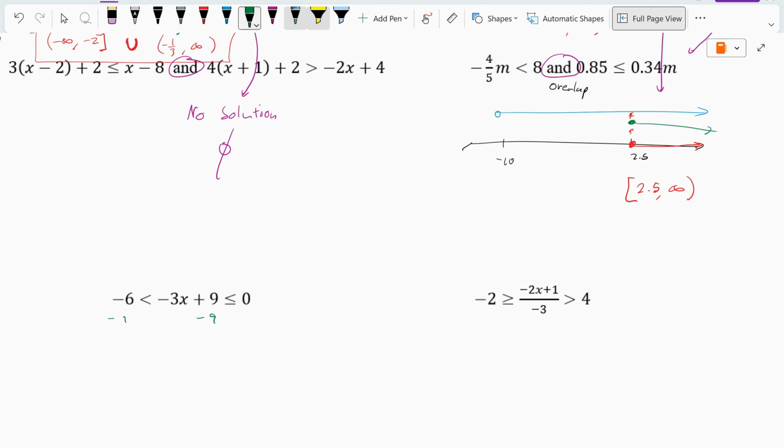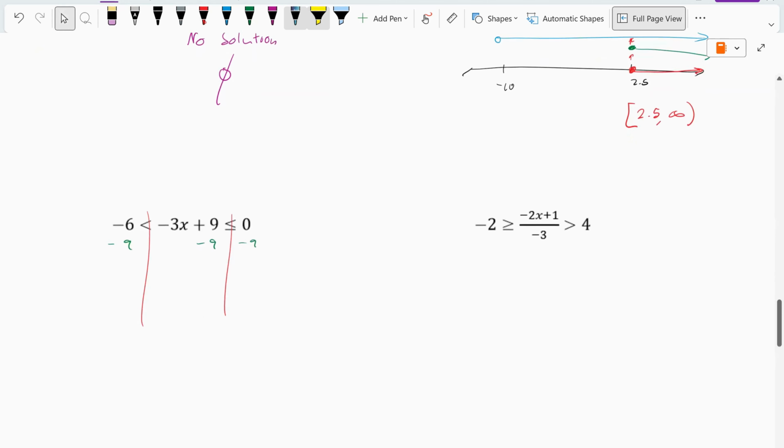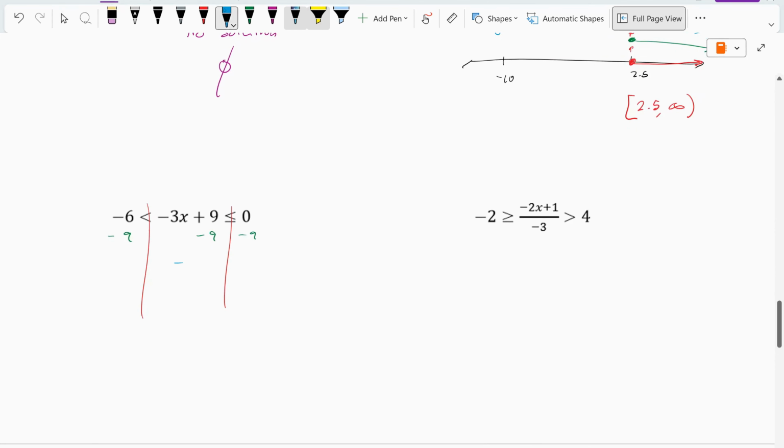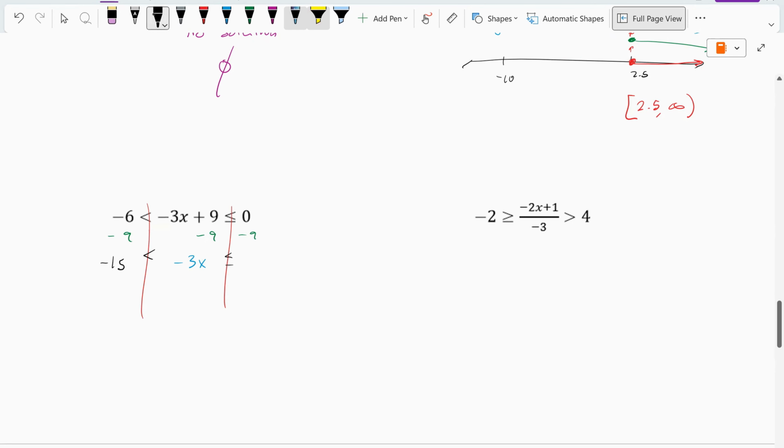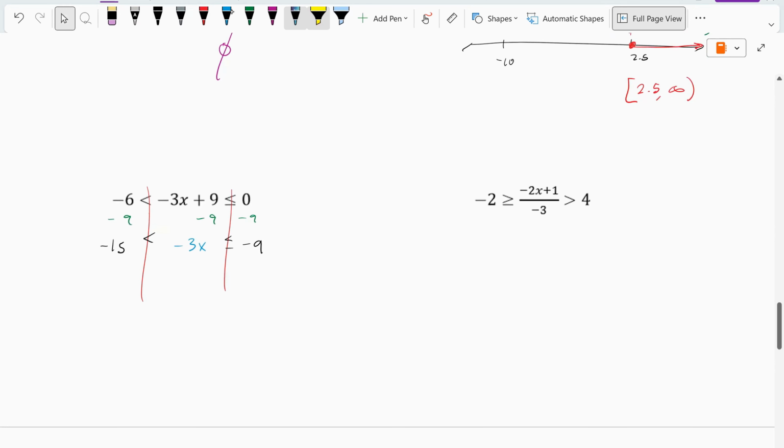Close. Subtract 9 from all three sides. Okay, so we get -3x. Inequality signs stay the same. And we have, it's between -15 and -9. What's our next step? Divide by -3.